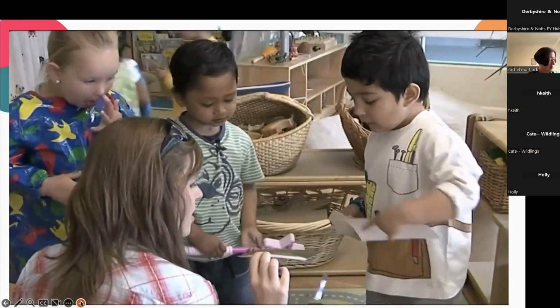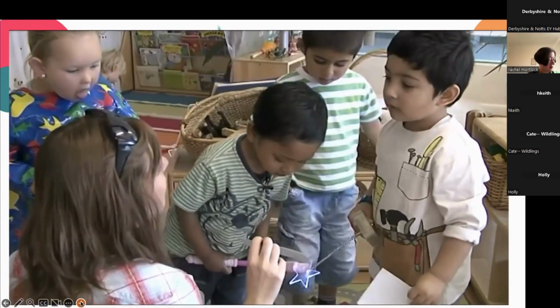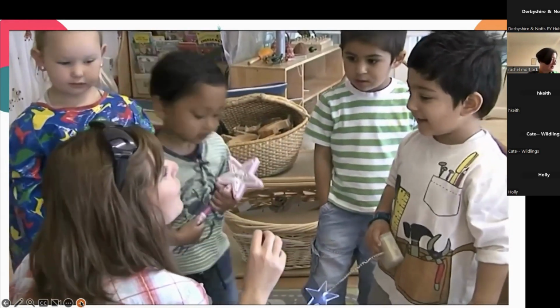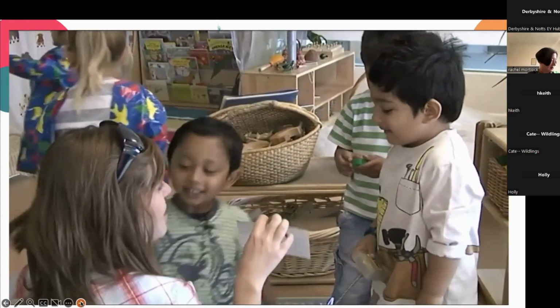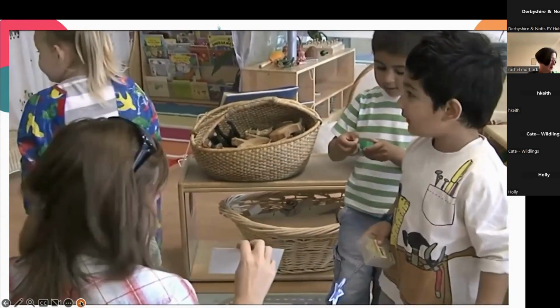Where are the ducks? Oh, they're in the water. I couldn't see them. Clever boy. Did you know they were there? They're hiding. They're hiding. Are they underneath? Oh, yeah. Are they underneath the water?